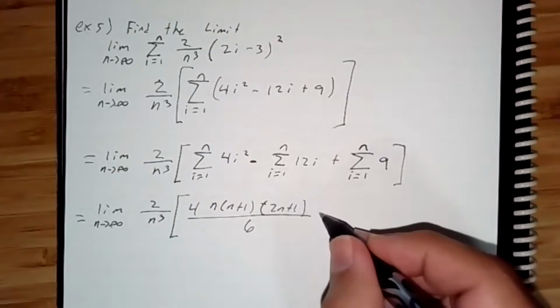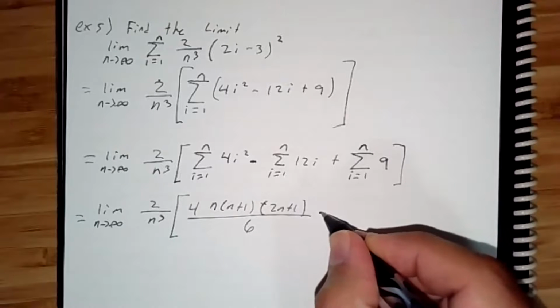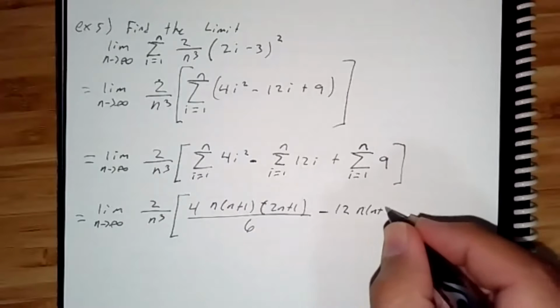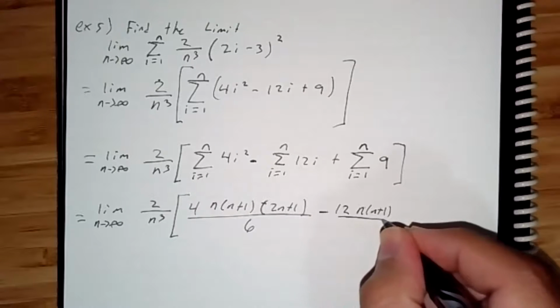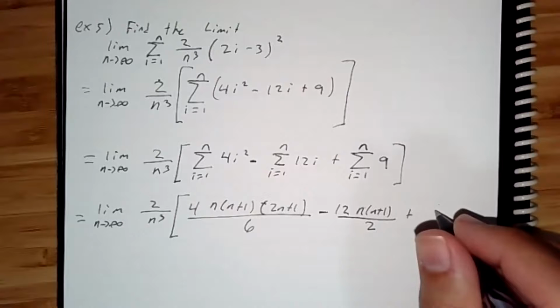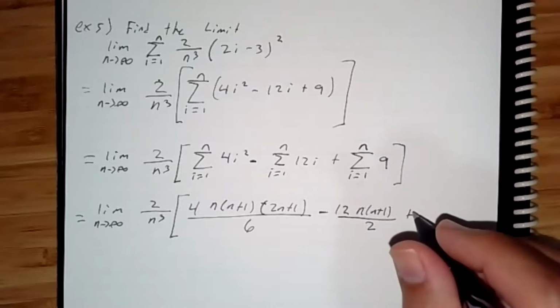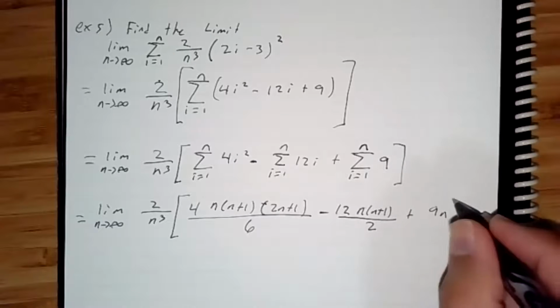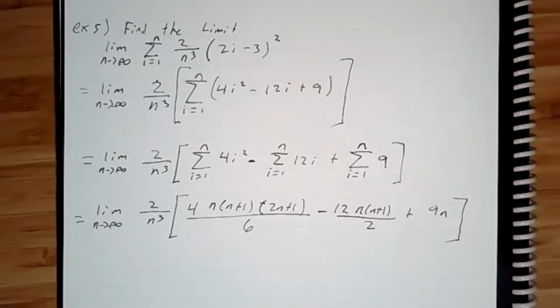Then this guy is going to be minus 12i, so that's going to be minus 12 times n times n plus 1 over 2, plus the last one, which will be just 9n, because it's the constant. You guys with me? Do you see where all this came from?